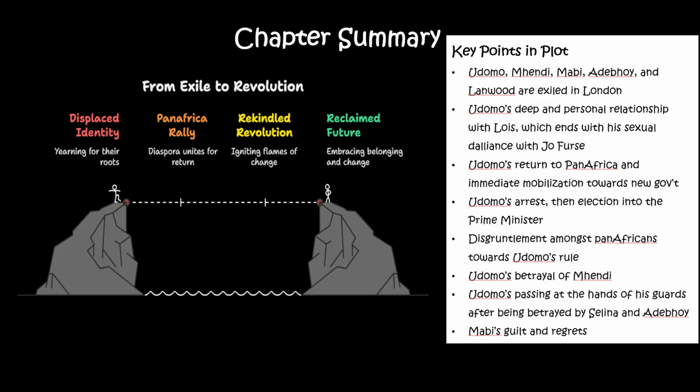The novel then ends with Mabi penning a heartfelt letter to Lois, lamenting the passing of Udomo, with Mabi thinking that perhaps he was complicit in it and he should have supported Udomo in the cause for ending tribalism.